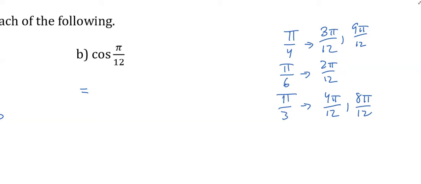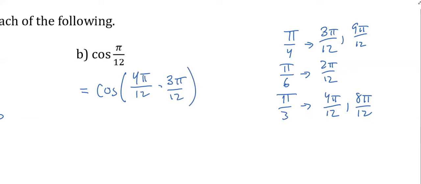So what was it that you said? So that would be pi by 4 subtract pi by 6 would be 3 pi by 12 minus 2 pi by 12. I'm going to use this one, though. I'm going to use cos of, because we could use either of these, right? 4 pi by 12 minus 3 pi by 12, which gives you pi by 12. But this is actually cos of pi by 3 minus pi by 4.